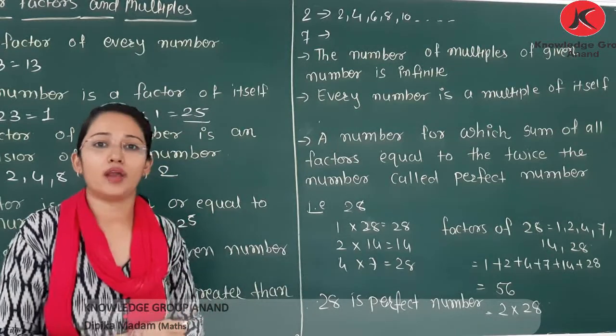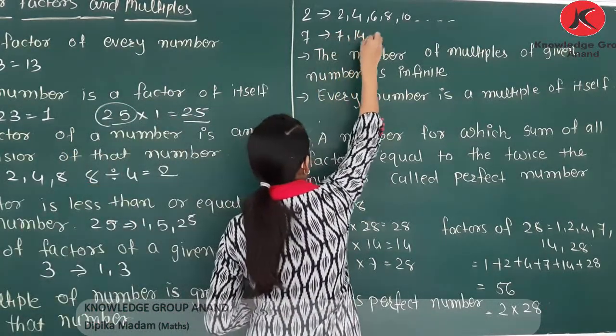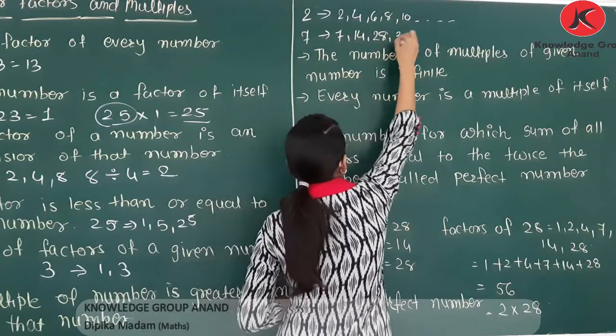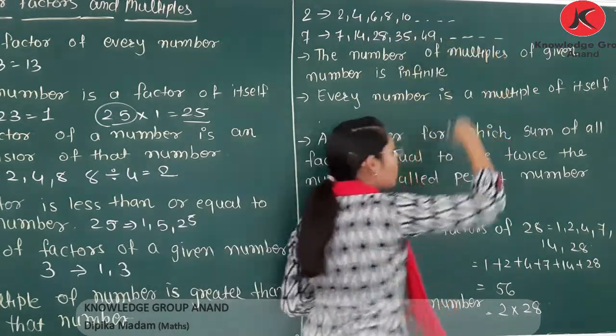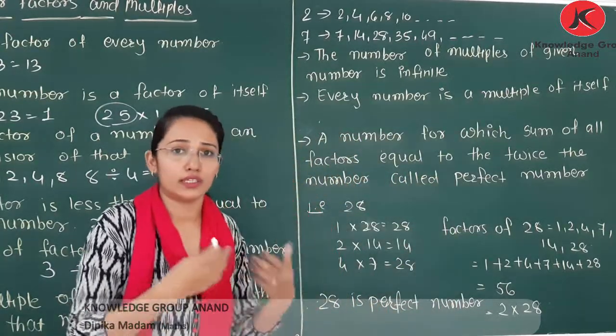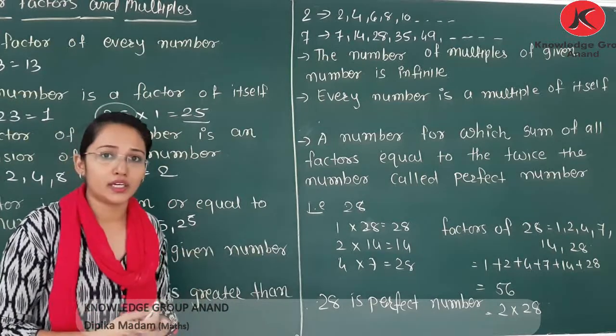You need to write the table of 7. That is 7 ones are 7, 14, 21, 28, 35, 49. Likewise, you can multiply 7 with 11, 12, 13, 14, 15 to get the multiples.